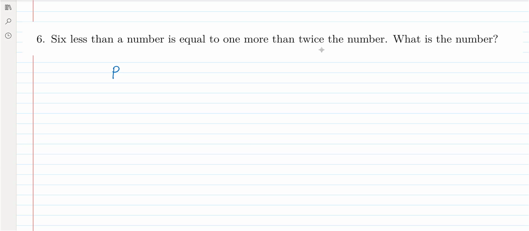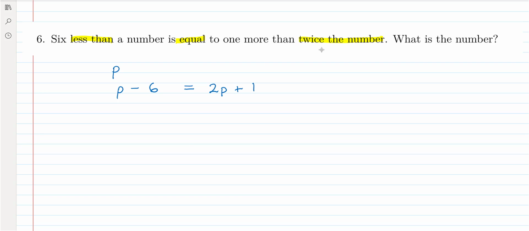And less than this number, so we want 6 less than p. So 6 less than p, well, that's going to be p minus 6. And we know this is going to be equal to 1 more than twice the number. So let's just look at this part here, twice the number. So twice the number is going to be the number multiplied by 2. So that is 2 times p. And 1 more than that is going to be plus 1.